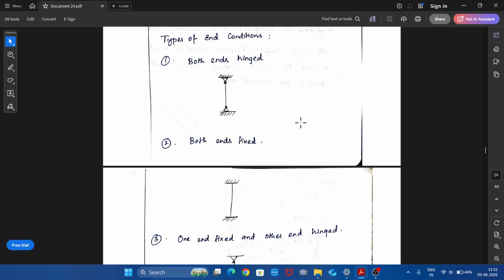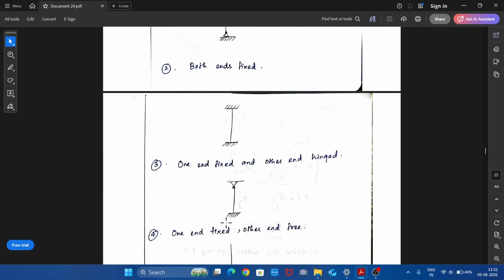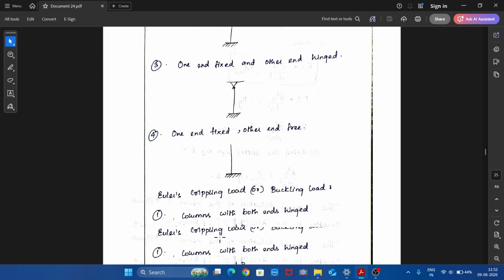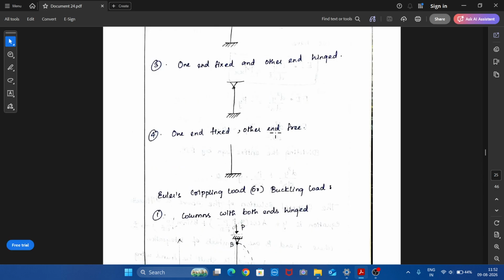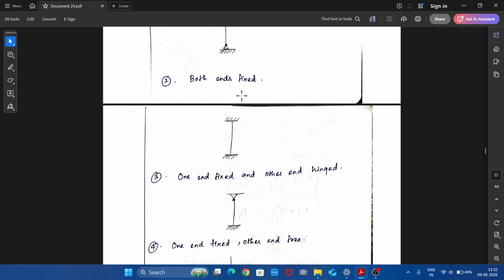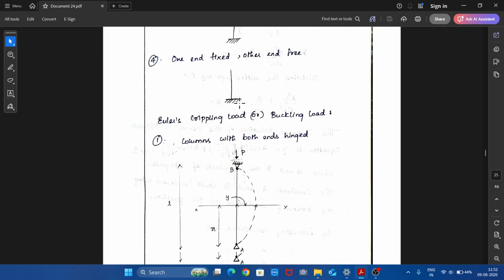In this lecture, let us obtain the Euler's crippling load or buckling load for the both ends hinged case of a column. So we have four end conditions of a column, that is both ends hinged, both ends fixed like this, one end fixed and other end hinged like this, and one end fixed and other end free like this. Let us take the first category, that is both ends hinged.